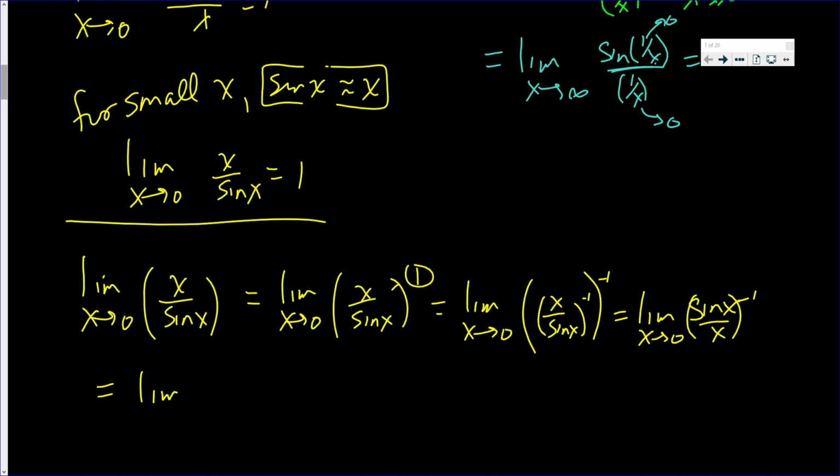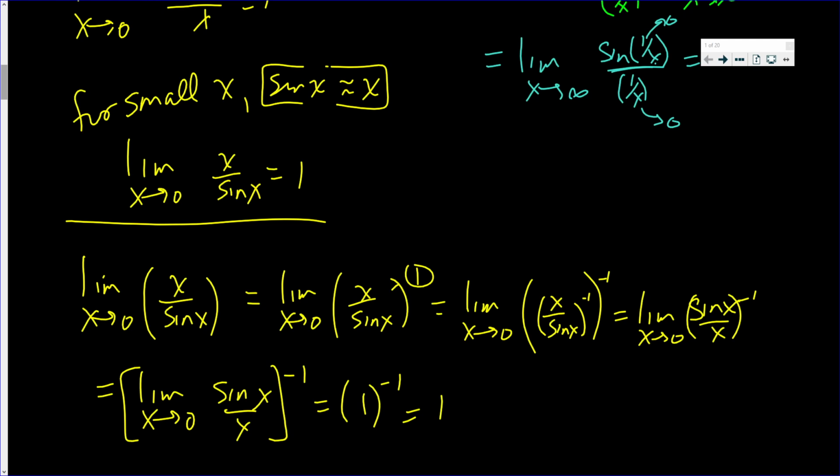But we have this theorem that says that you can take the limit in this case of the fraction, and then after you find that limit, raise it to the -1. Ooh, I know that limit, it's 1. And when you take the reciprocal of 1, you get 1. That is, this fraction, that limit, really is 1.